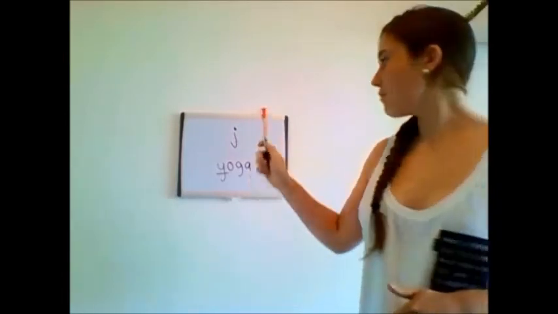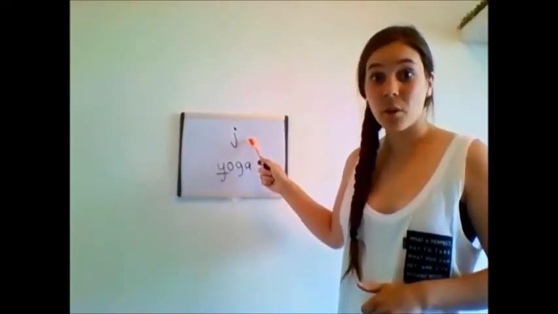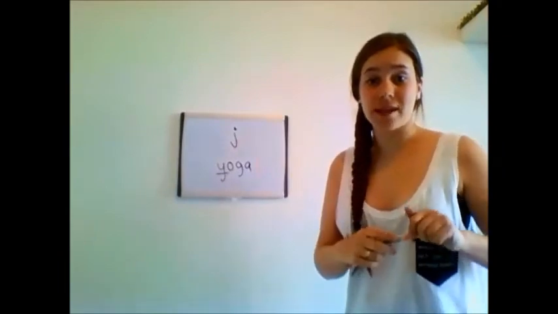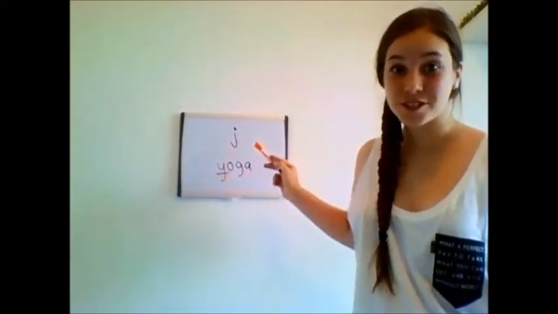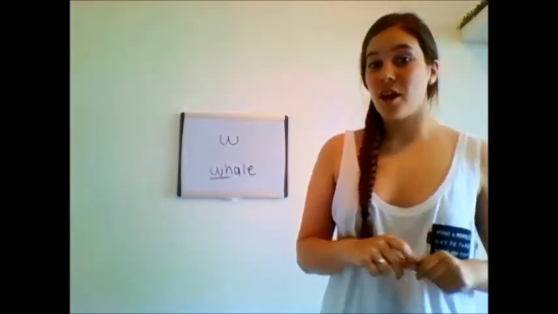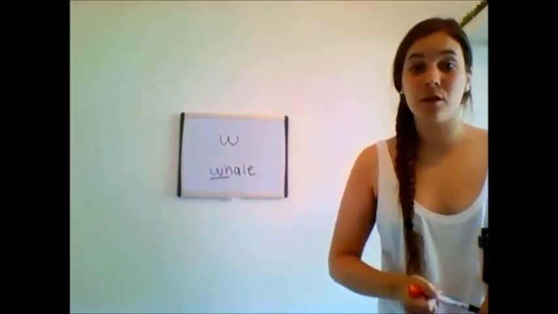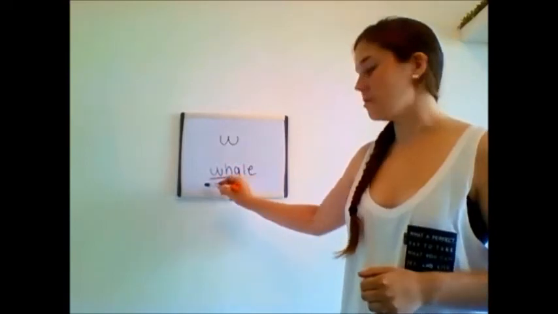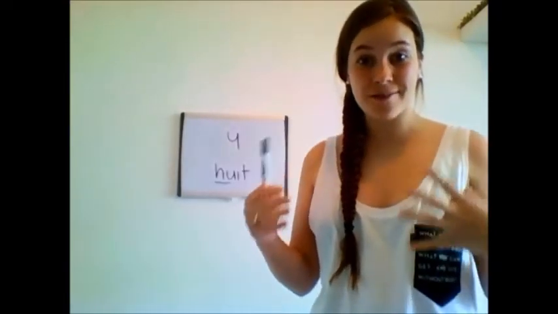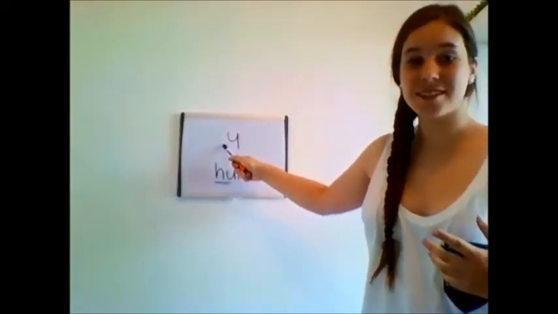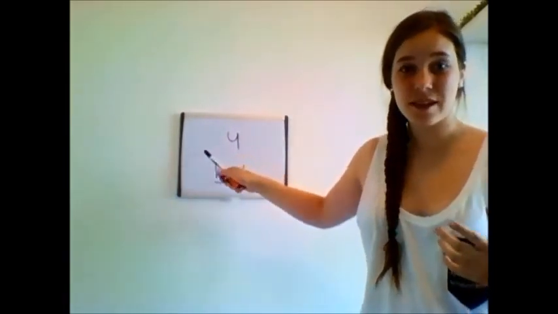Okay, so we have this sound here represented by the letter J. It actually sounds like y in yoga. So see, you have it in English. Then you have W, that sounds like w, like the w in whale. And finally, for the last sound in French, it looks like that, the symbol.